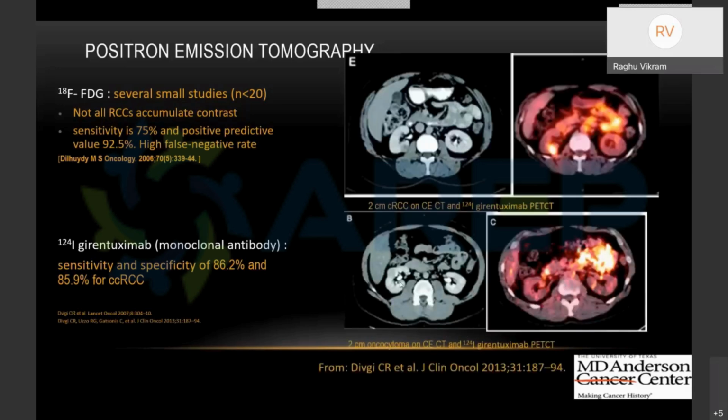It is more specific. This is an example of a girentuximab PET-CT which lights up. This was a renal cell carcinoma. Whereas there is an enhancing mass here, it doesn't light up. This is not a renal cell carcinoma. This turned out to be an oncocytoma. These are all not FDA approved, so we don't get paid. If we don't get paid, we don't do it. That's how it is.